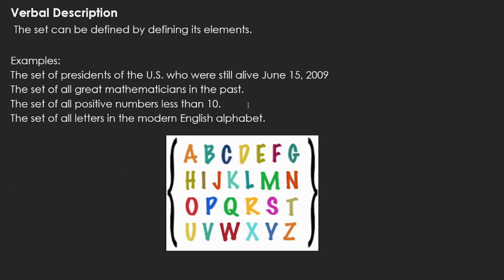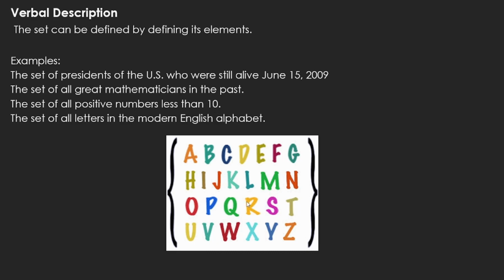We have then the final way, which is verbal description, in which the set can be defined by defining its elements. Here are some examples. The set of presidents of the US who were still alive June 15, 2009. The set of all great mathematicians in the past, the set of all positive numbers less than 10, the set of all letters in the modern English alphabet, which is this picture right over here. The verbal description is more like the set builder, but in a more informal way. Now we know the three methods.